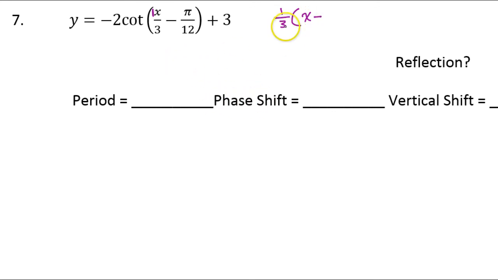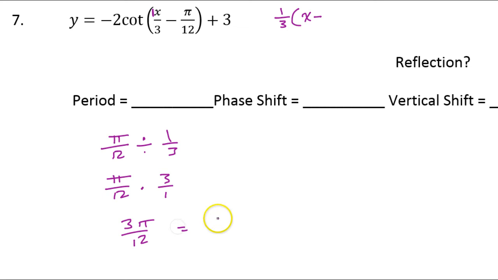Now, when I bring out this 1/3, I need to take this part, the pi over 12, and divide by 1/3. So I'm doing pi over 12 divided by 1/3. But when you divide, you multiply by the reciprocal. So that's going to be 3 pi over 12, which is going to be pi over 4. So that's why I'm going to have x minus pi over 4 right now.